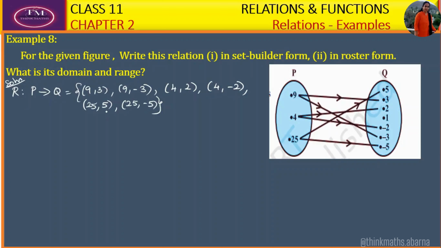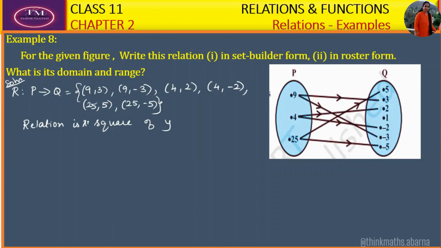If you check this relation, you can see that x is the square of y. 3 squared is 9. Minus 3 whole squared is also 9. 2 squared is 4. Minus 2 whole squared is 4. 5 squared is 25. Minus 5 whole squared is 25. That is, the relation is x is the square of y.